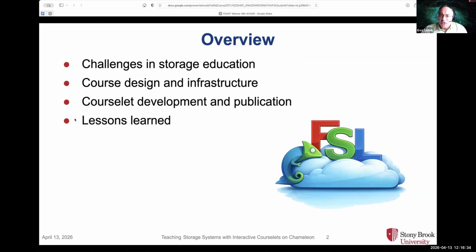So to start with, this talk will cover about four topics. What are the challenges in storage education? How do we go about designing the course and infrastructure? How do we develop and publish the actual courselets, and some lessons that we've learned?